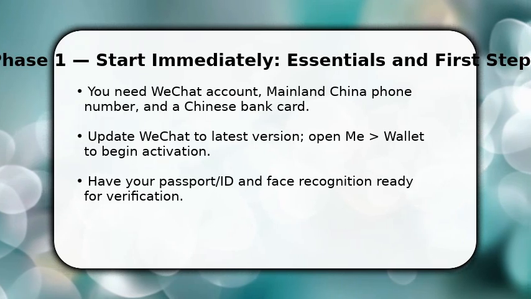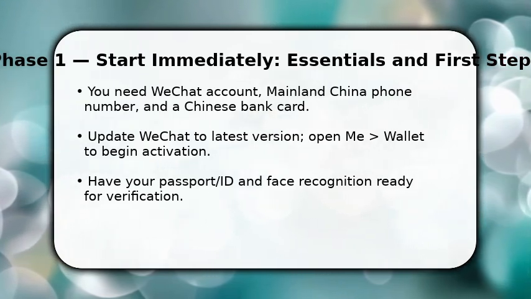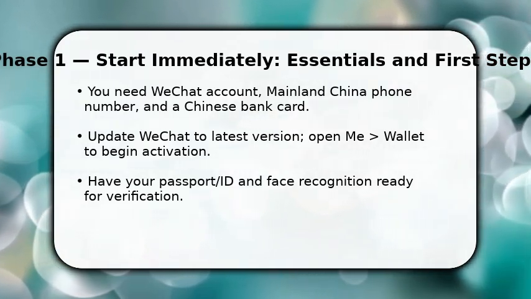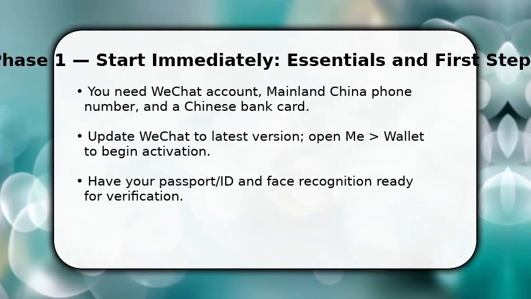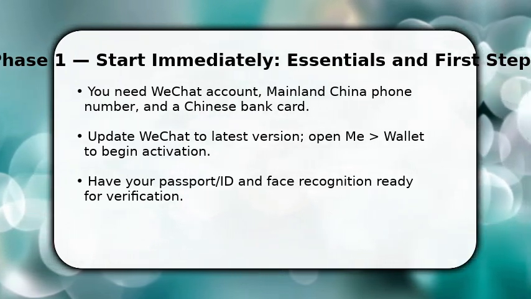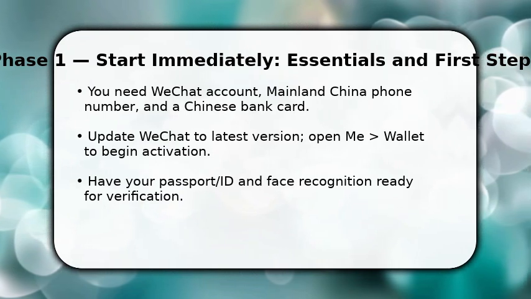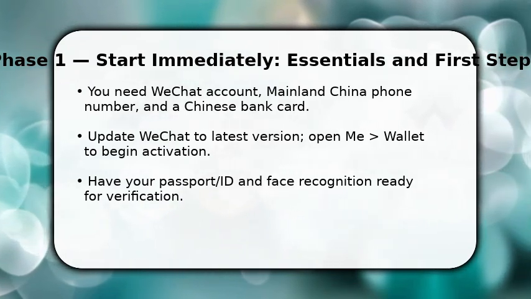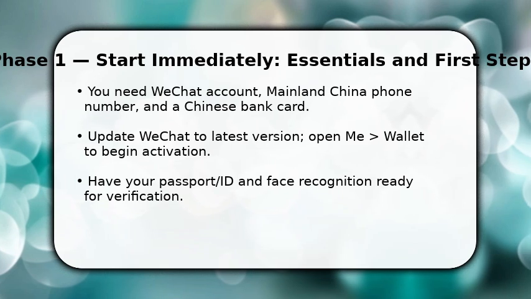You begin by confirming prerequisites: a mainland China phone number, a Chinese bank card, and ID for real name verification. Open WeChat, tap Me, then Wallet to start. Once in Wallet, choose Add Bank Card and follow prompts. This links your card and triggers identity steps.